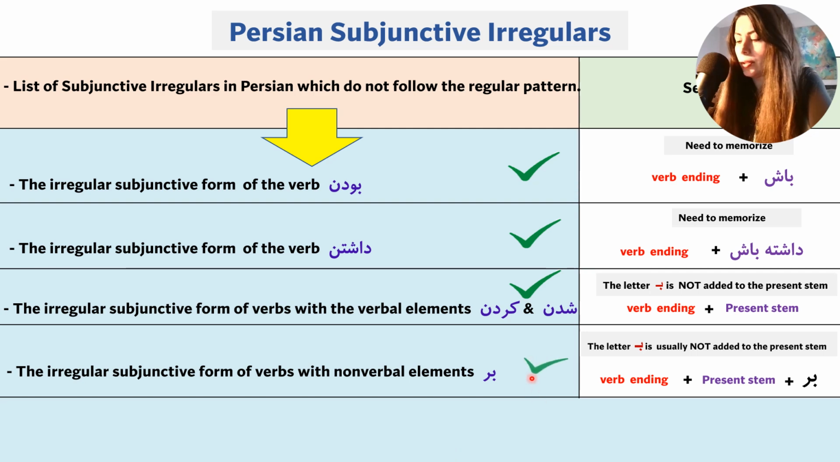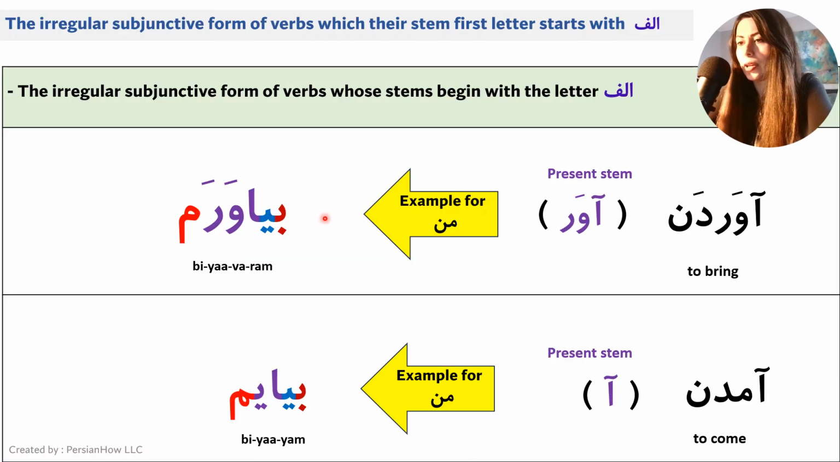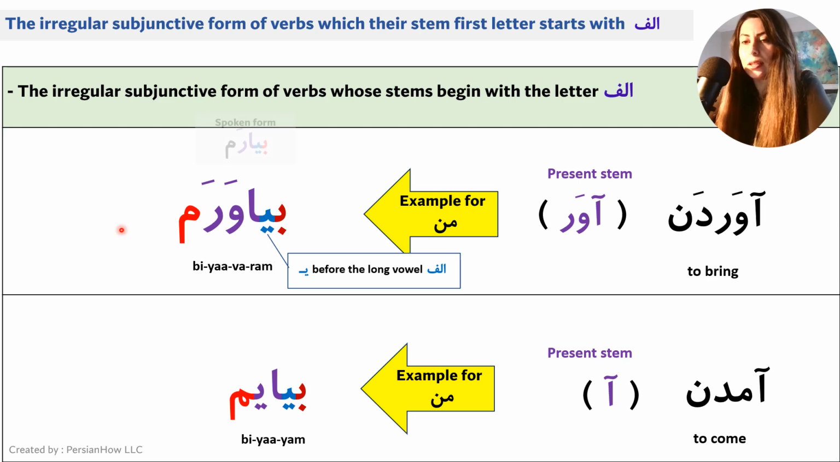So we covered this one. The next one are the verbs that their present stem starts with aleph. For example, here آوردن. آور is the present stem. Let's say the subject is man, so it would be بیاورم. What is this ye here? We add this ye between be and aleph, which is this aleph آور. So بیاورم.